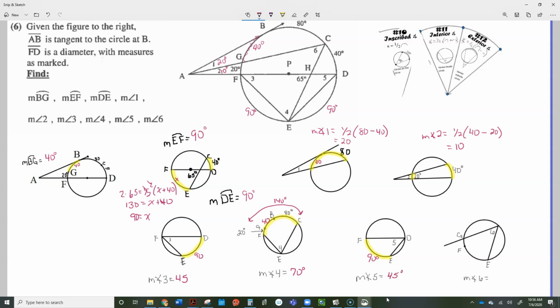It's an inscribed angle, so it's half the arc. And then angle 6 is also an inscribed angle, so it's going to be half of its arc. FE was 90. We calculated that. GF is 20. That was given. So we need half of 110. And half of 110, I believe, is 55. So the measure of angle 6 is 55.